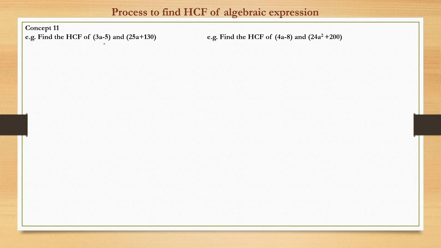So the question is to find the HCF of 3a minus 5 and 25a plus 30. We will start with 3a minus 5 and divide this into 25a plus 130. So this will go 8 times. So this will be 24a minus 40. Subtract. Here it becomes a. This becomes positive. It becomes 170.